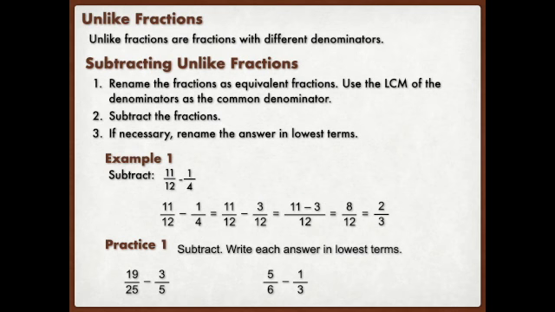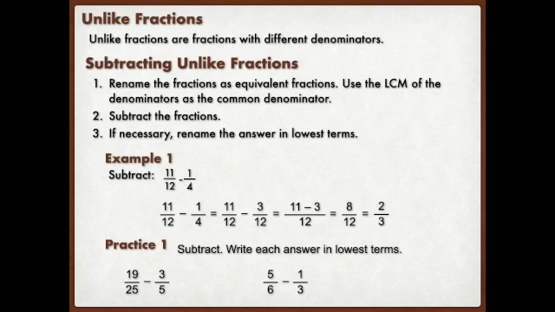But when we have unlike fractions, just like with our addition, I need to rename those fractions as equivalent fractions. I'm going to use the least common multiple here, okay, or least common denominator. I need to get that denominator the same, and don't forget how I do that. If I change the denominator, I then have to change the numerator.